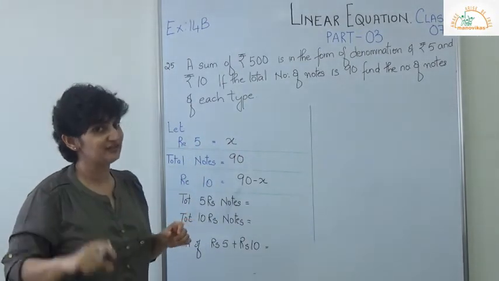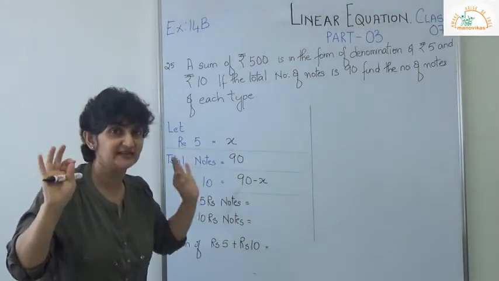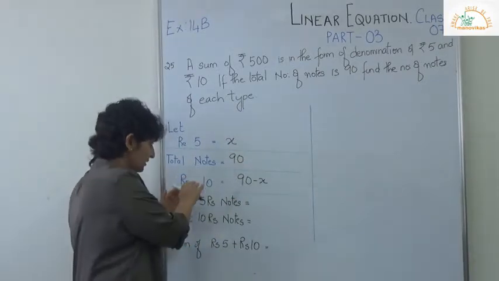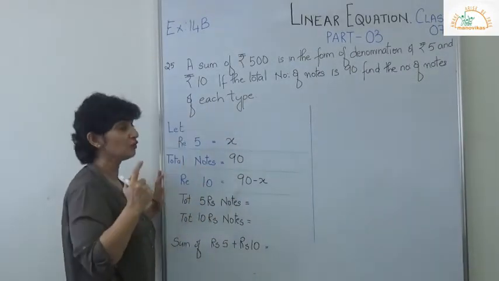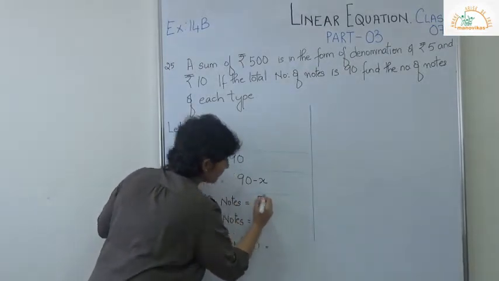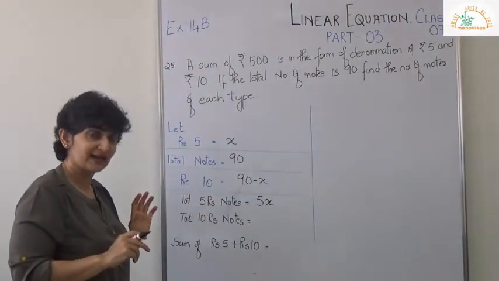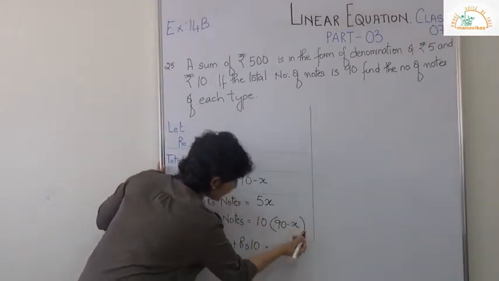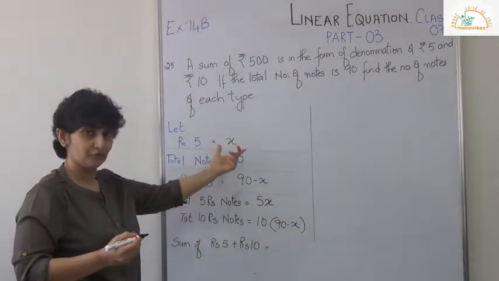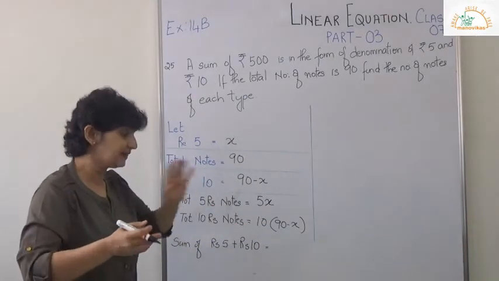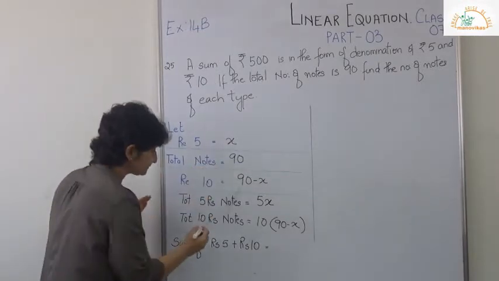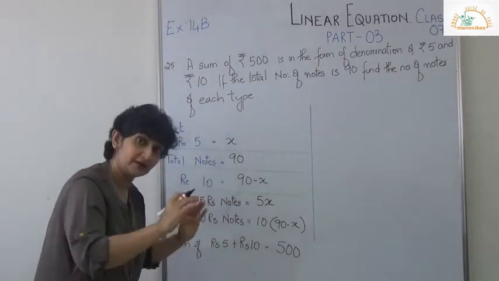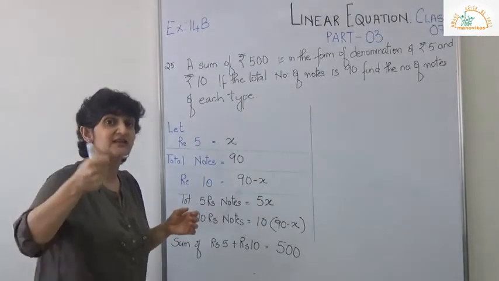I have 5 rupee notes and 10 rupee notes. When I count, I have 90 notes in total. So if my rupee 5 notes are x, then my rupee 10 notes will be 90 minus x, the remaining, isn't it? Now, the total value of 5 rupee notes is 5 into x, which is 5x, the value times the number of notes. Rupee 10 will be 10 into 90 minus x. The sum of the total of rupees 5 and rupees 10 is 500.